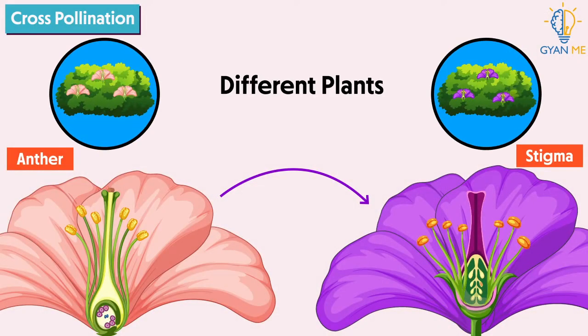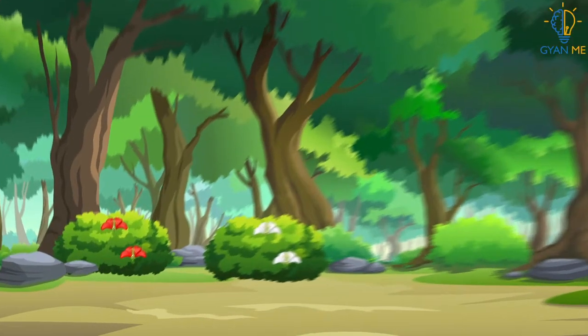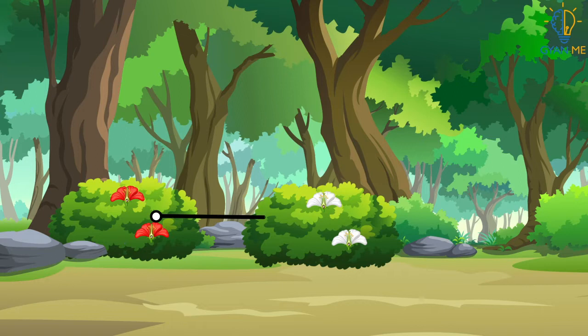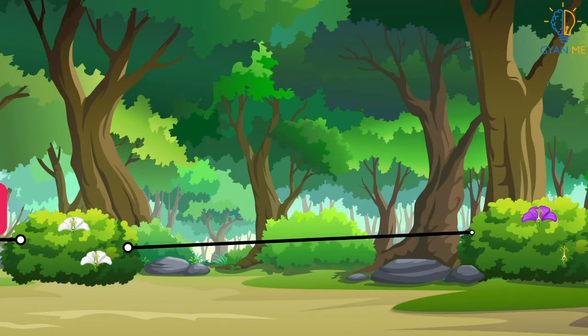Cross-pollination is the transfer of pollen grains from the anthers of one flower to the stigma of another flower on another plant of the same species. Remember students, here there are two different flowers, two different plants, but they can be near to each other or they can be at a distance from each other. But both the plants have to be of the same species.